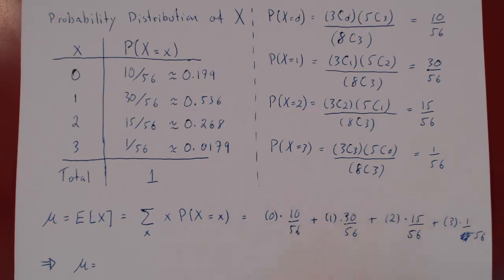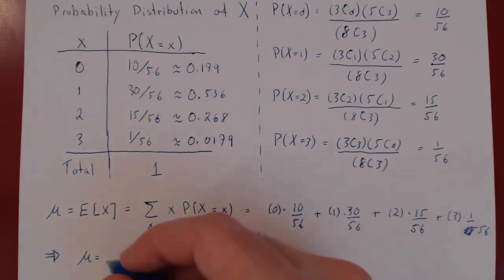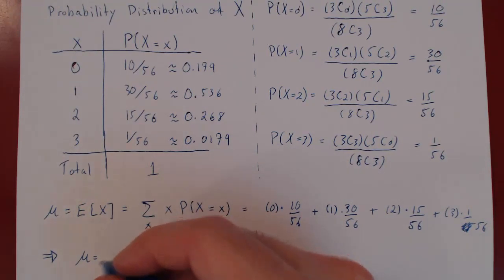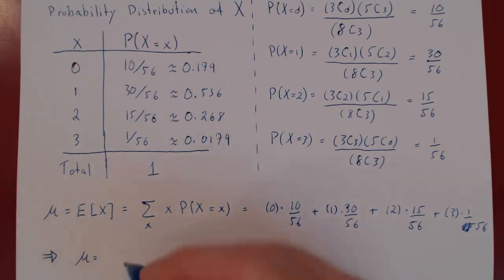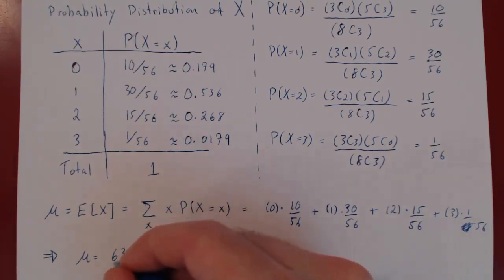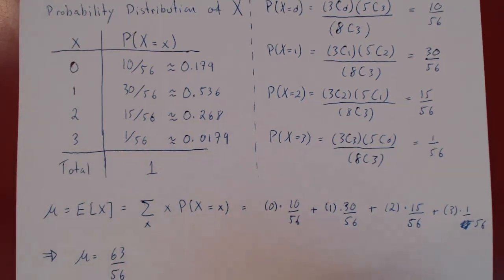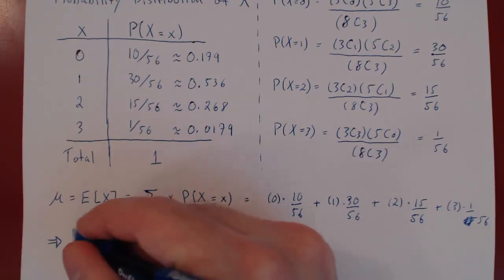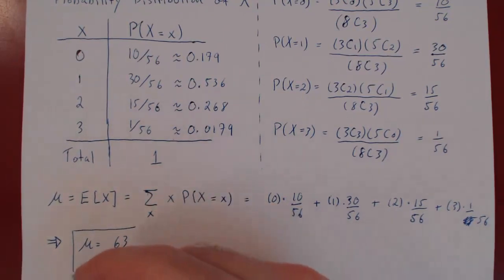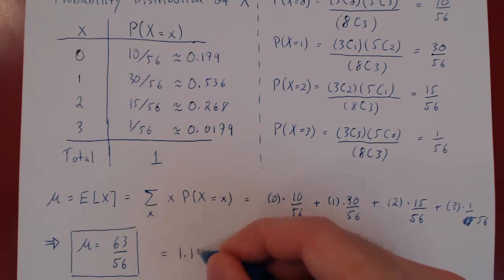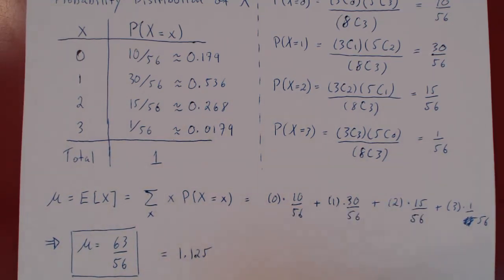If you add those up exactly again, you will find that the mean, the average value of our random variable, is 63 out of 56. And if you find the decimal expansion, it happens to be exactly 1.125. But keep mu as a fraction for now.